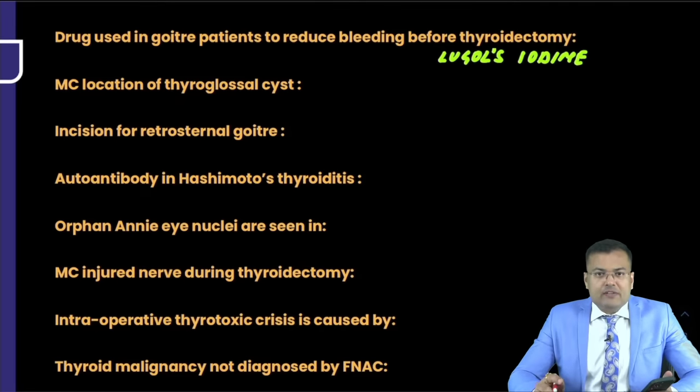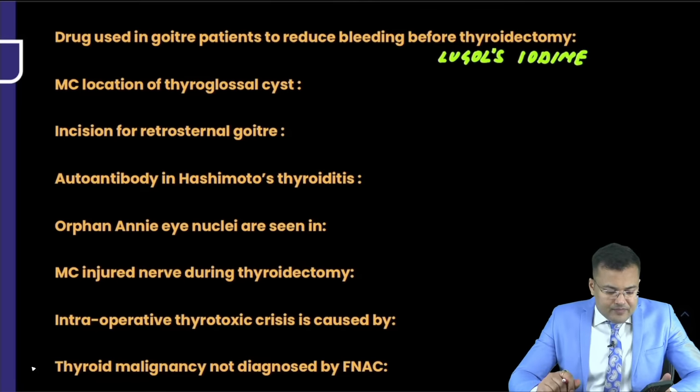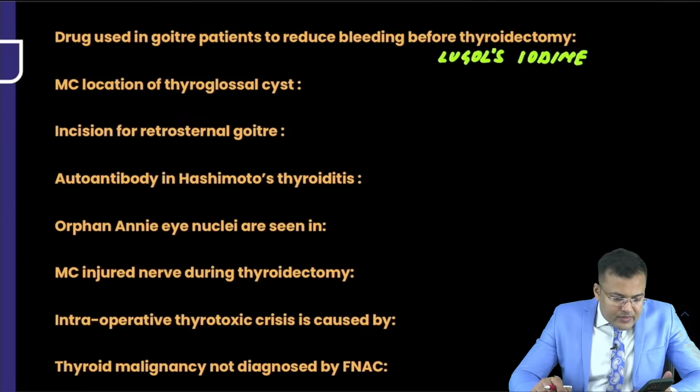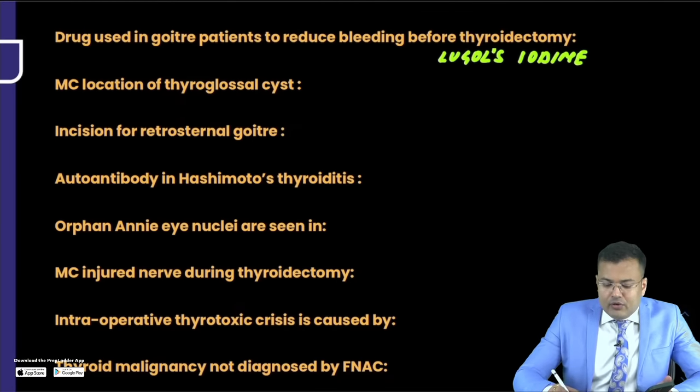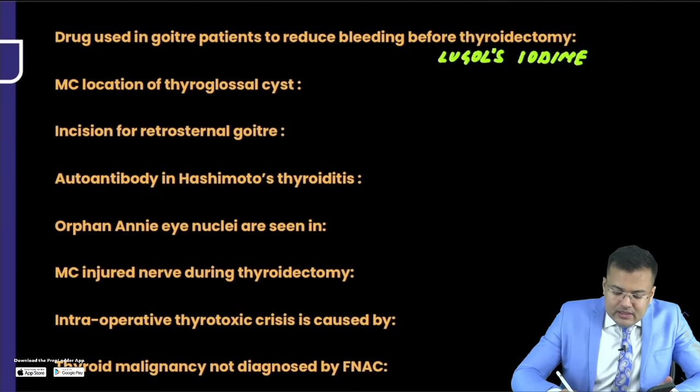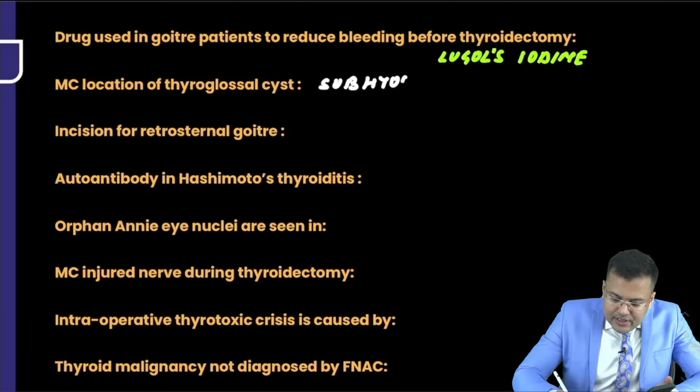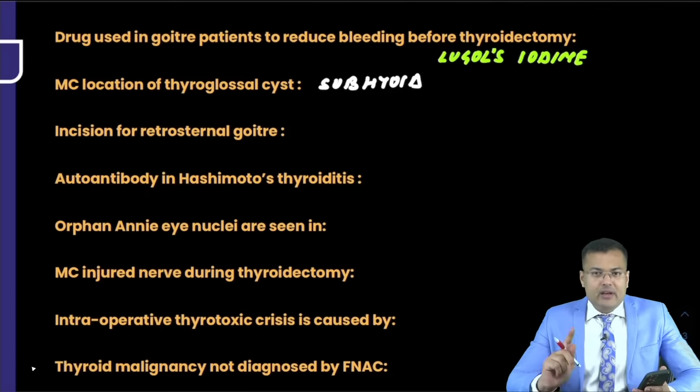Most common location of thyroglossal cyst. Easiest question. Shubham, Rishabh, first person to reply, Mushahid Khan, Abhishek Ankur, Dr. Reformer, Bhargavi, very good, all of you are correct. Most common location of thyroglossal cyst is subhyoid. Very good, guys, it is subhyoid. Next question.